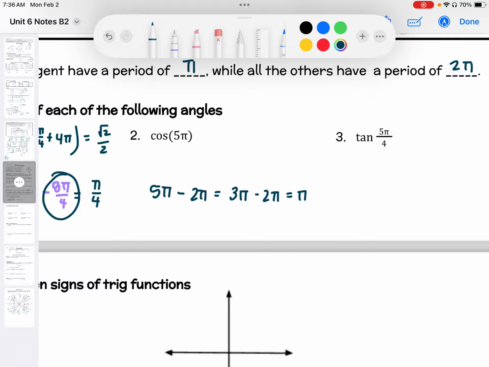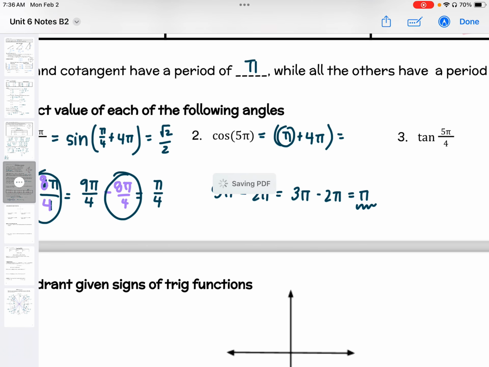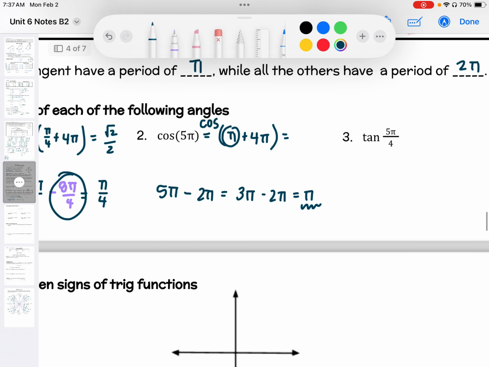So I can rewrite this. Again, I subtracted 2 full rotations, so I could say I end up with pi, and I subtracted 4 pi, so I would say plus 4 pi. And that might be easier to see than the fraction for y'all because pi plus 4 pi is obviously 5 pi. And so we're going to think about what is cosine of pi. Cosine of pi is going to be equal to -1.